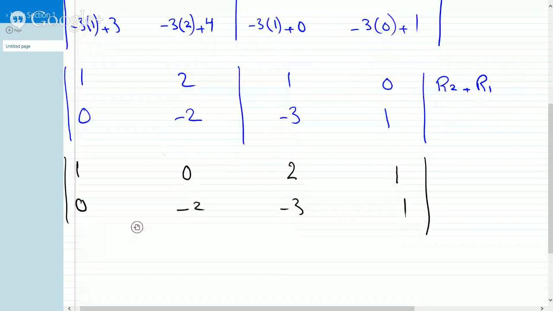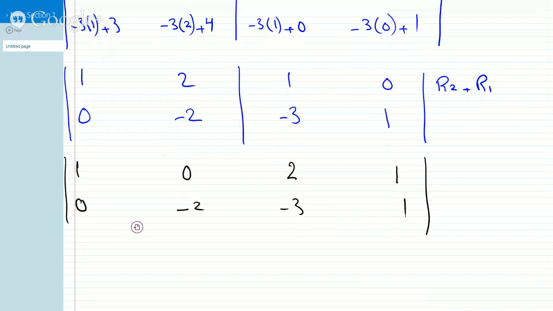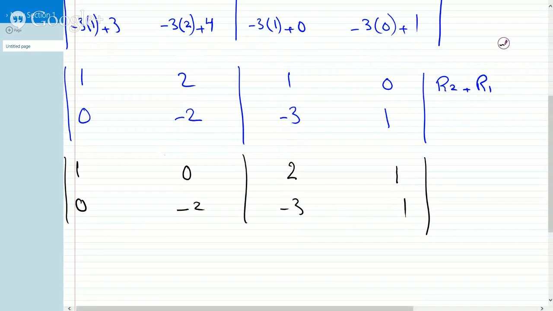So we do this. Row 1 plus 3 times negative 2. There's an easier way.